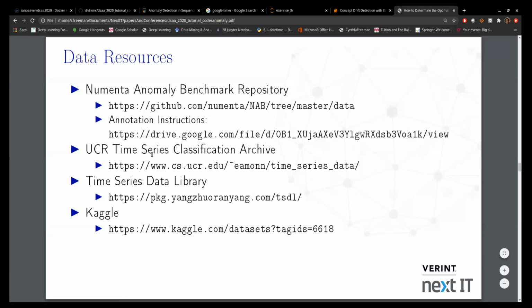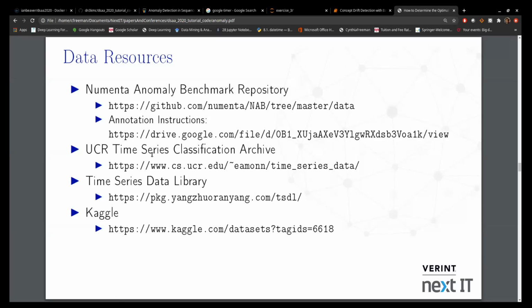The second resource is the UCR time series classification archive. The research community generally finds these archives to be a very useful tool. To date, more than 1,200 people have downloaded this archive, and it has been referenced several hundred times. I'm going to warn you, though, that data may not necessarily be annotated for outliers.